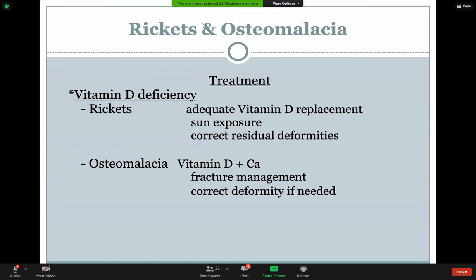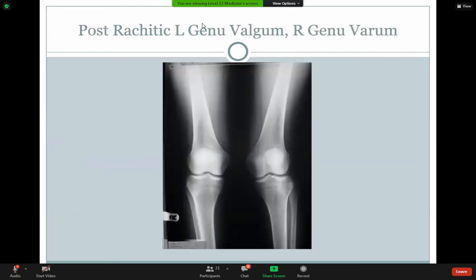So how do we treat these? The treatment depends on the cause. So if they have vitamin D deficiency and rickets, we give adequate vitamin D replacement, sun exposure, and correct the residual deformities. In osteomalacia, we give vitamin D and calcium. If there's fractures, we manage the fractures. And if there are deformities, we correct the deformity if needed.